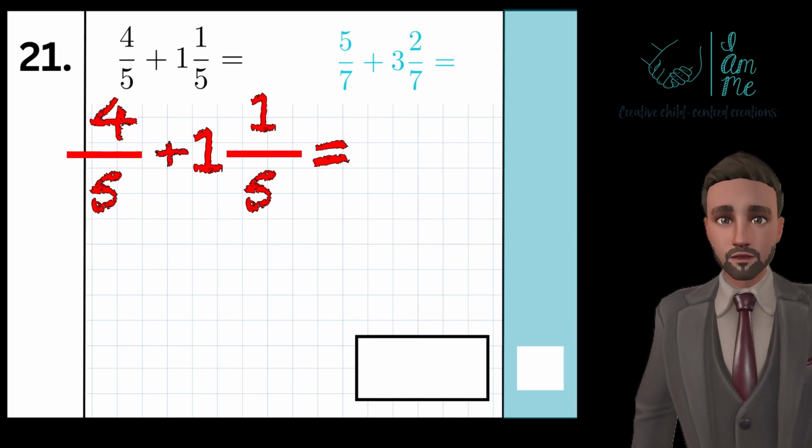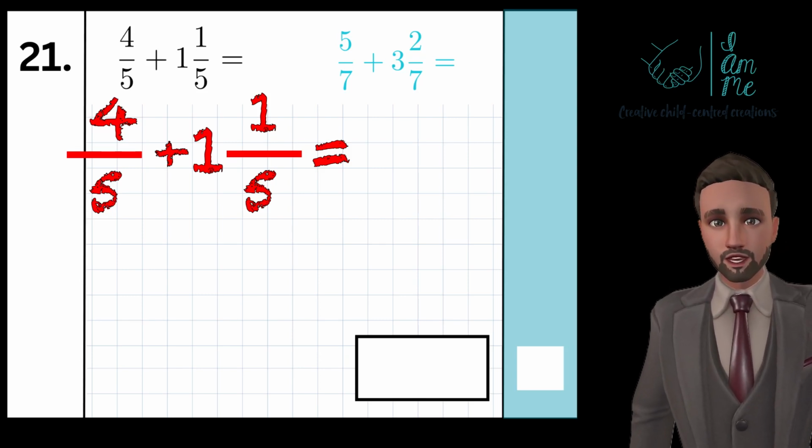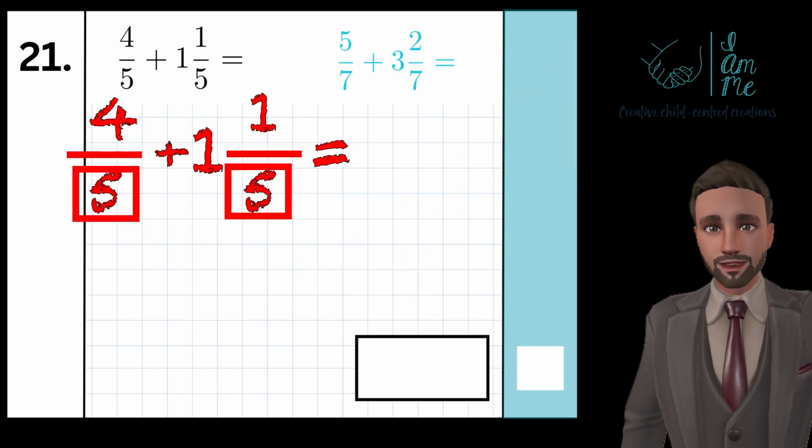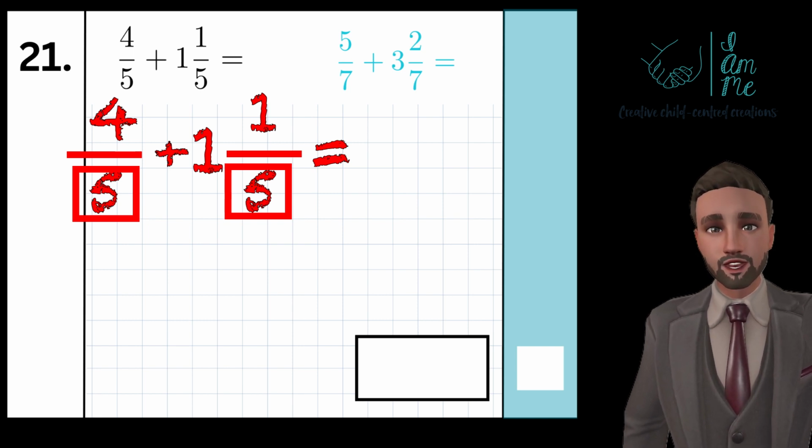How to add mixed numbers and fractions. First, you need to see if the denominator in the fraction and the mixed number are the same. If they are, great. If not, you will have to find the common denominator, the same way that you would find the common denominator if it wasn't a mixed number.